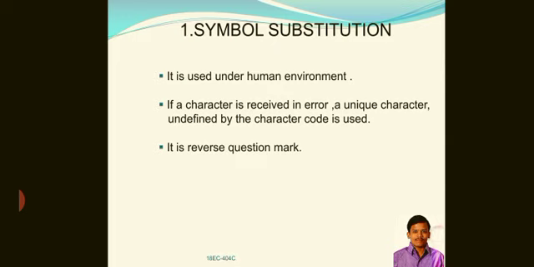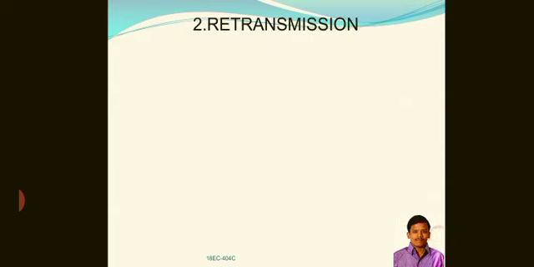Like a reverse question mark, I told you. So wherever you get the error, which will be interpreted by the human operator at the receiver, after finding the error he will replace the corresponding character with some special symbol like a reverse question mark. Suppose the human operator cannot detect where the error has occurred, he will ask for retransmission of the same data. So this method is called the symbol substitution method.